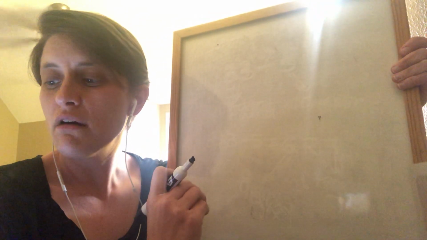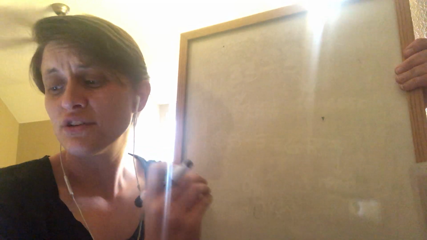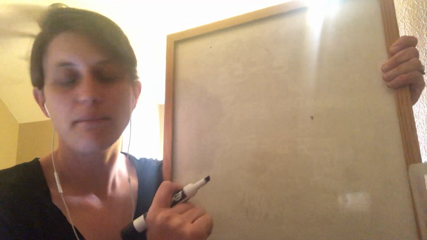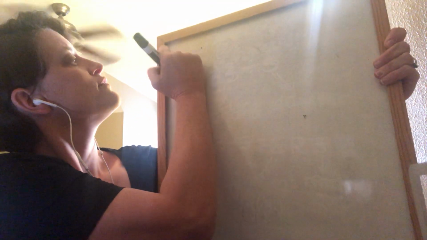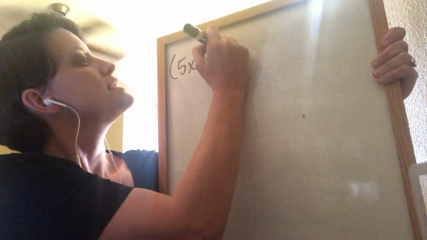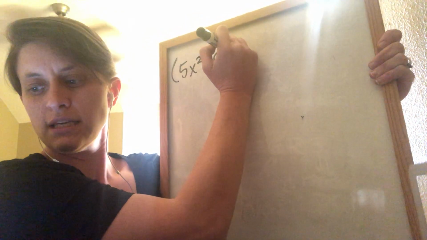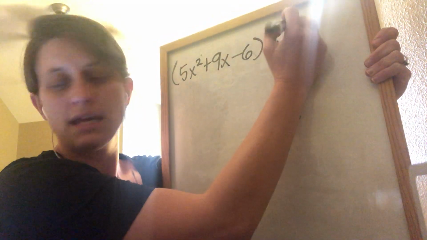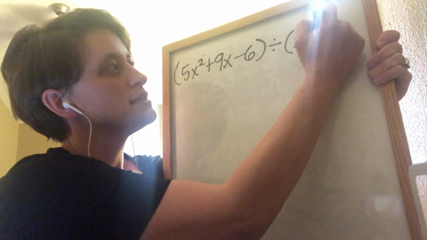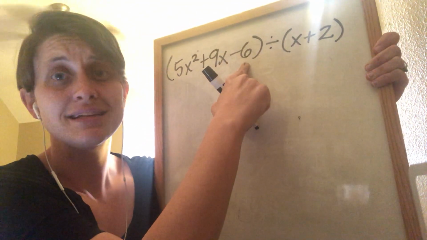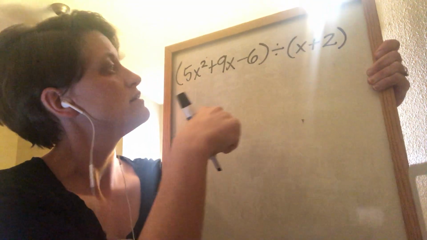So if you're following along in the notes, we're going to do the first example in polynomial long division just as an example of how to do synthetic division. Then we'll skip down to the second page. All right, so our first example, we're going to divide 5x squared plus 9x minus 6 by x plus 2. So we would call this still the dividend and this still the divisor.